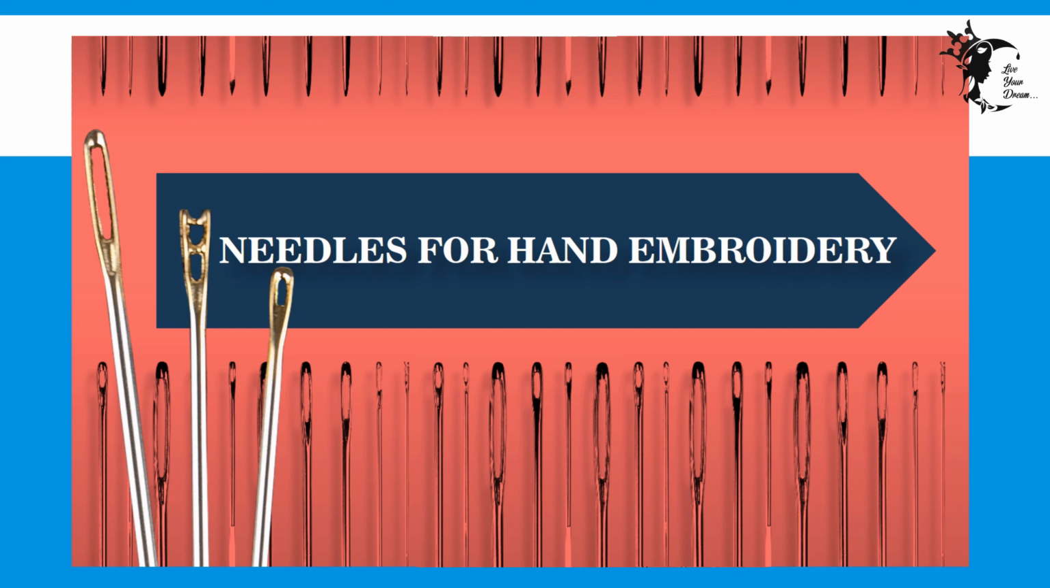Today, I'll be talking about needles for hand embroidery. A needle is a main stitching tool that has a sharp tip at one end, which is used to pierce through the fabric. The other end of the needle has a small hole or opening called an eye. The thread is passed through this eye. Needles come in various types and sizes.